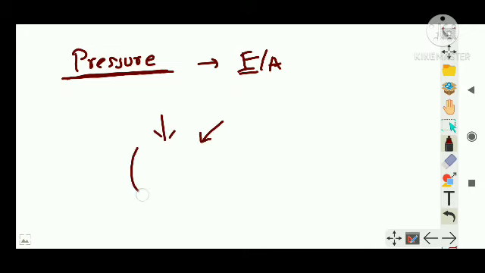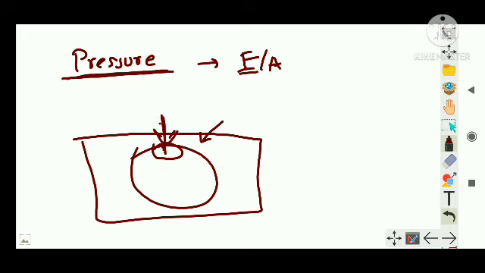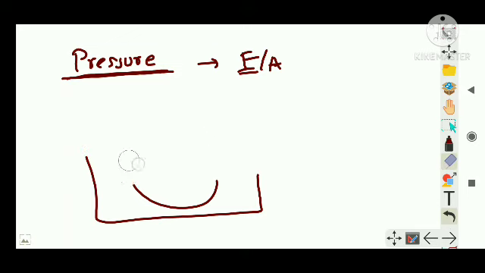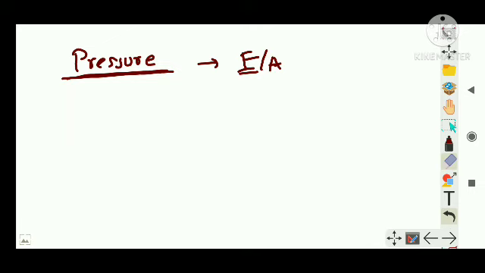Let us suppose this is an object inside the liquid. When you consider a unit area on which the force is acting, it is always normal to that area. See, for this area this is normal. So a liquid always exerts force normal to that area. That's why we say pressure is the result of normal force applied on an area. Clear?